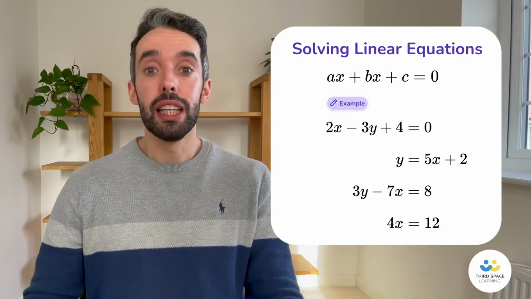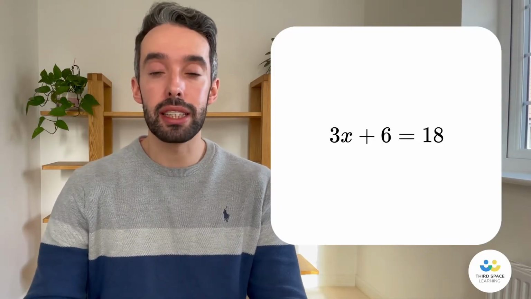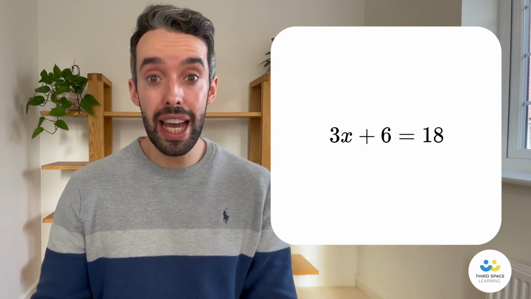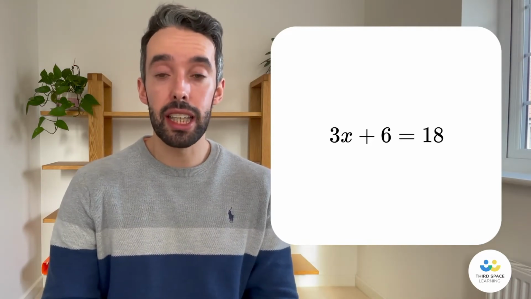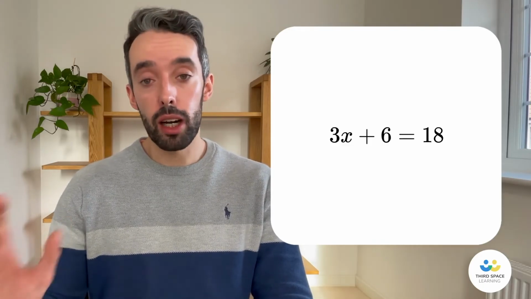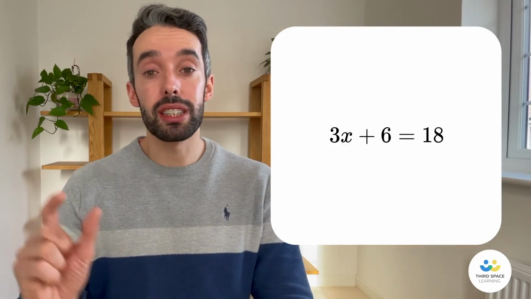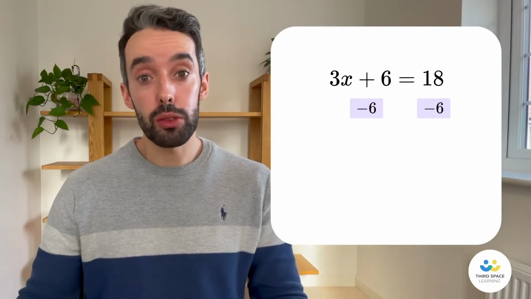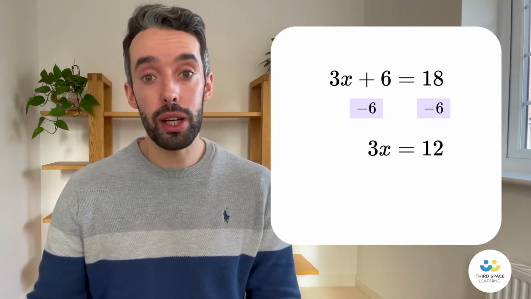So for example, let's solve 3x plus 6 equals 18. Now this means 3 lots of some number, x, add 6 gives us 18. So to solve it, let's work backwards. Let's start with 18, and we're going to subtract 6 from both sides of the equals. When we do that, we get 3x is equal to 12.